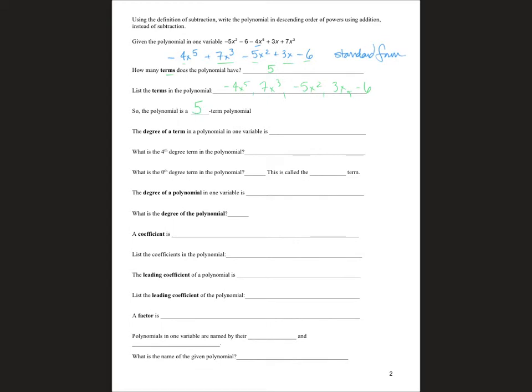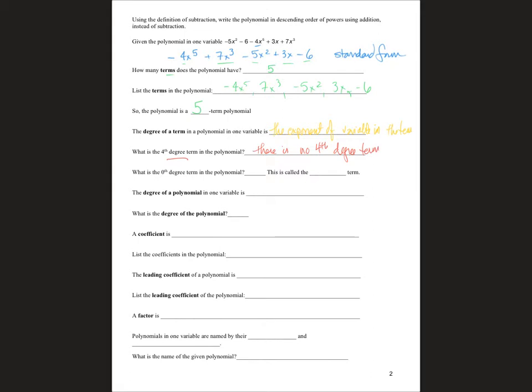Now the degree of a term in a polynomial in one variable is the exponent of the variable in the term. So the degree of a term is just the exponent. So what is the 4th degree term in the polynomial? Well, I don't see one. There is no 4th degree term.